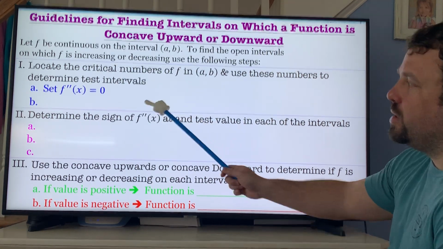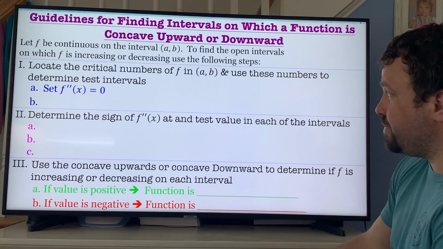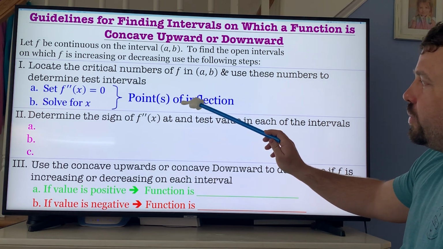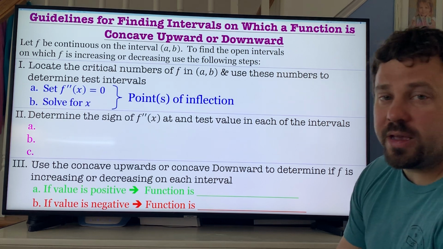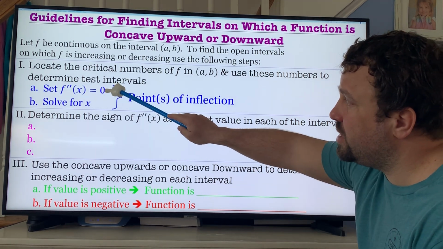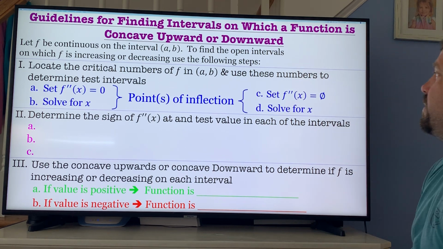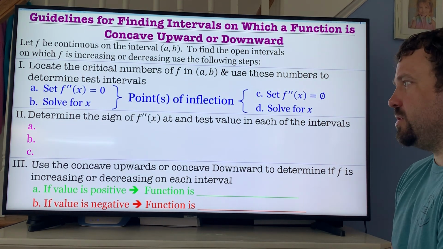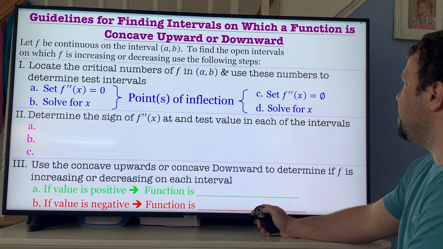You set f double prime x, the second derivative, equal to 0, and then you solve for x. That is going to give you a point or multiple points of inflection. Now, as with increasing, decreasing functions, not only do we set it equal to 0, but also undefined. You set it equal to undefined if it's a fraction, and then you set that equal to 0 as well. Step 2, determine the sign of f double prime x at the end value of the interval.